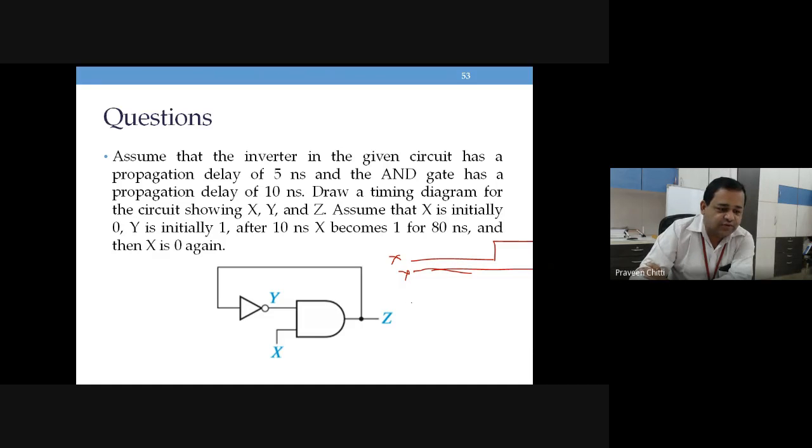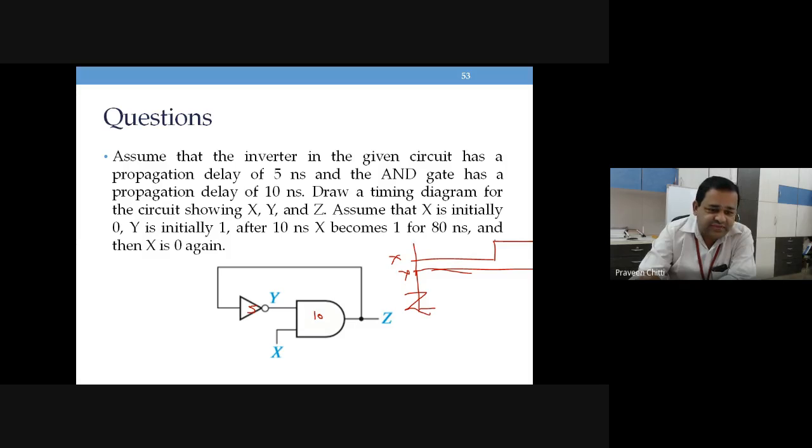For this case, you have to draw the timing diagram for Z, and you have to assume that this gate has a propagation delay of 5 nanoseconds and this gate has a propagation delay of 10 nanoseconds. At this particular instant, you have to check what X is and what Y is. Here X is 0, Y is 1. Initially I'll assume that Z is 0, right?